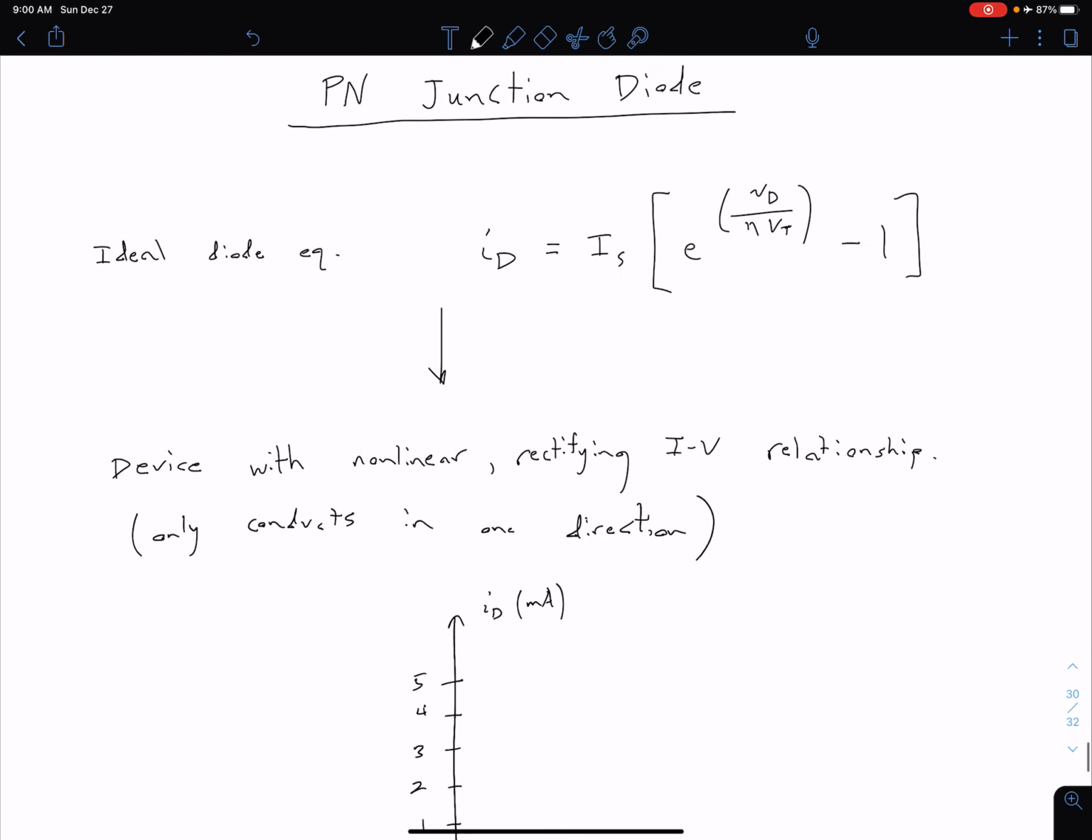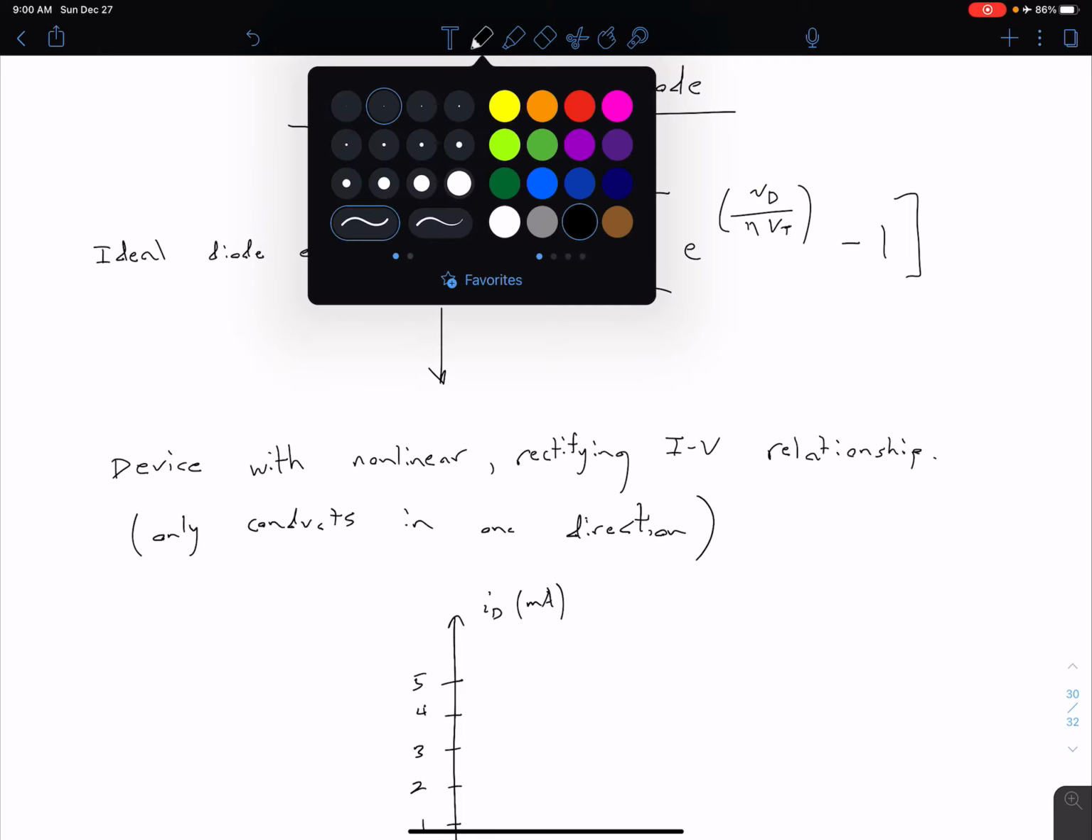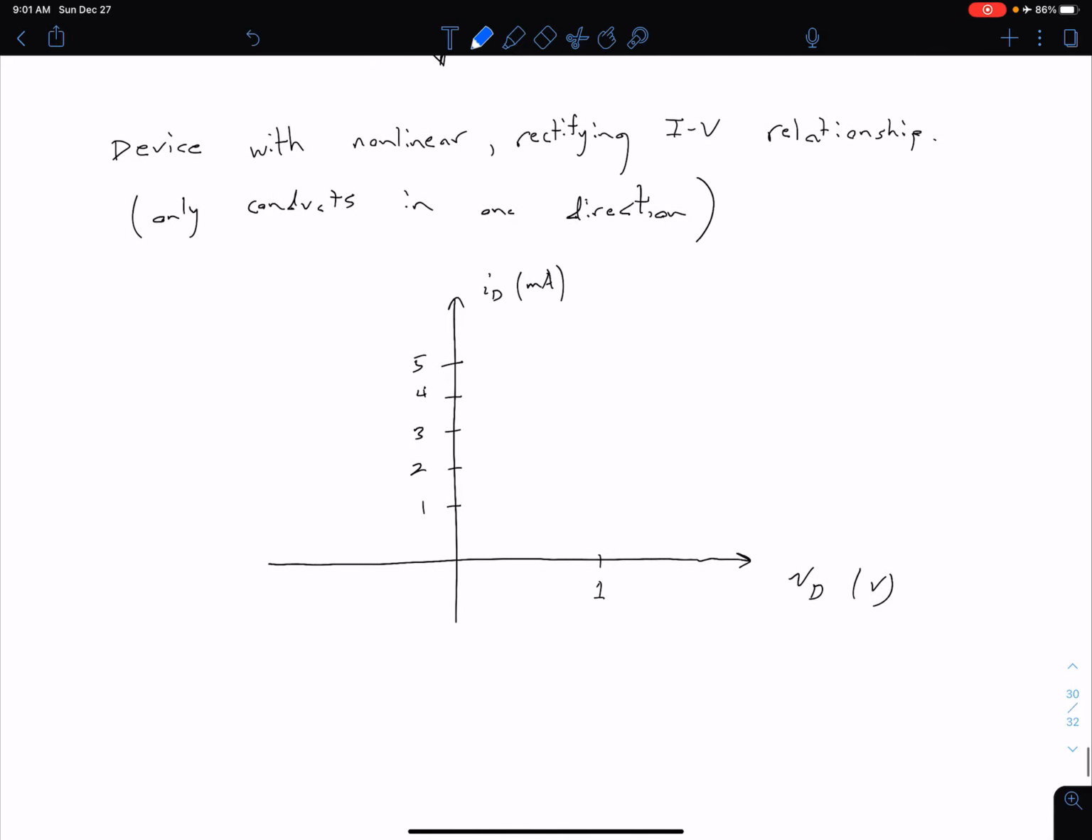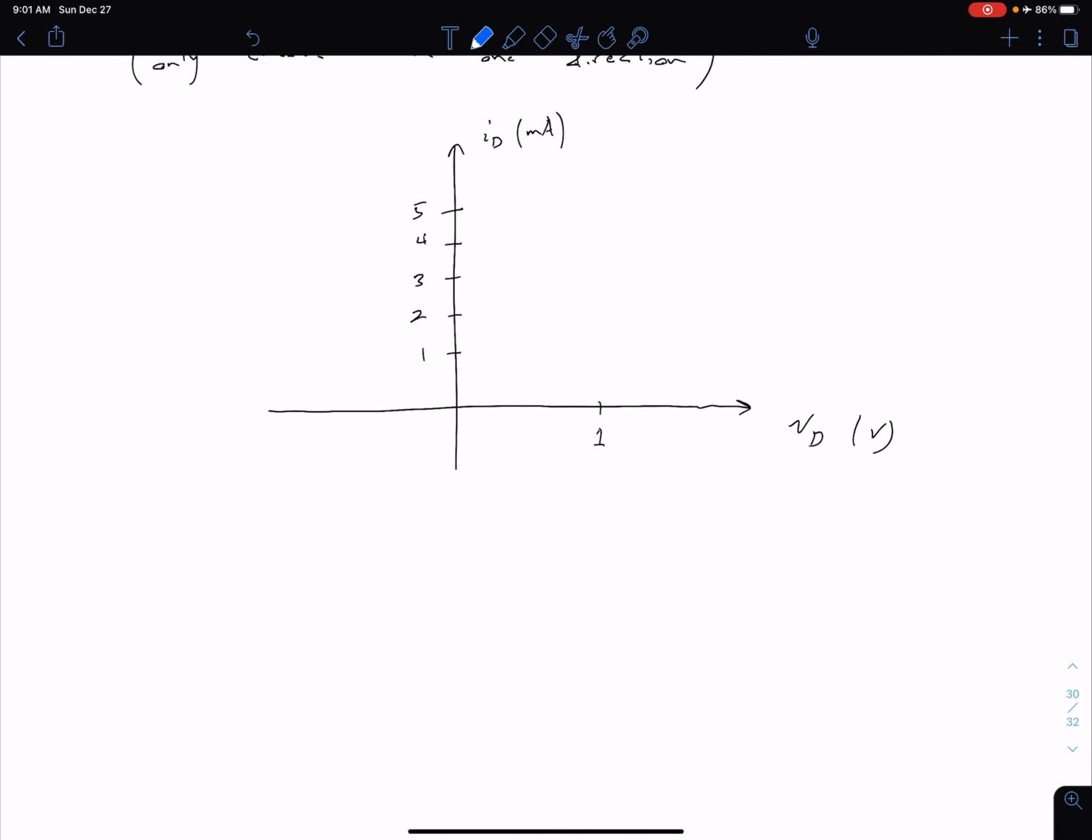All right, so looking at this ideal diode equation, what we can see is that if this V_D voltage up here is negative, then this minus 1 term is going to dominate, and our I sub D is essentially just going to be negative I sub S. But remember, our I sub S is a very small value, anywhere from 10 to the minus 18 to 10 to the minus 12, so typically very small for PN junction diodes. So for V_D less than 0, we can draw our current here at some very small value.